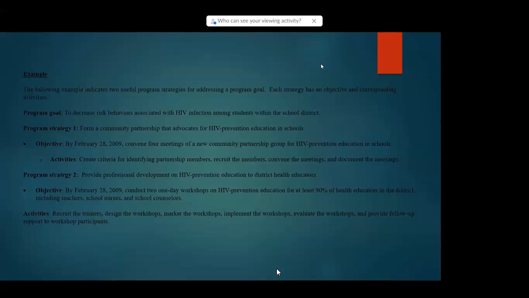The strategy is the big picture. This is what we're going to do: we're going to bring the community leaders, teachers, and everything like that. And then your objective breaks it down: we're going to actually work with 30 students to do A, B, C, and D. It's going to make sense. It's going to really make sense.